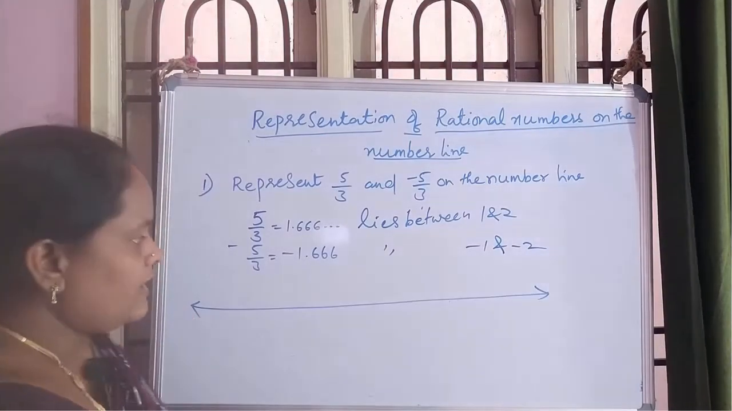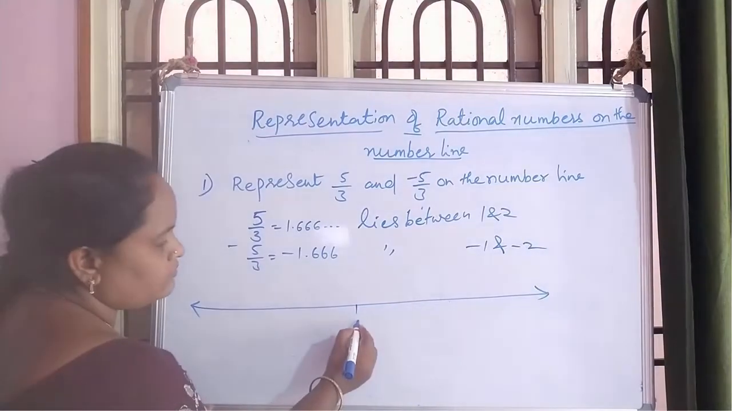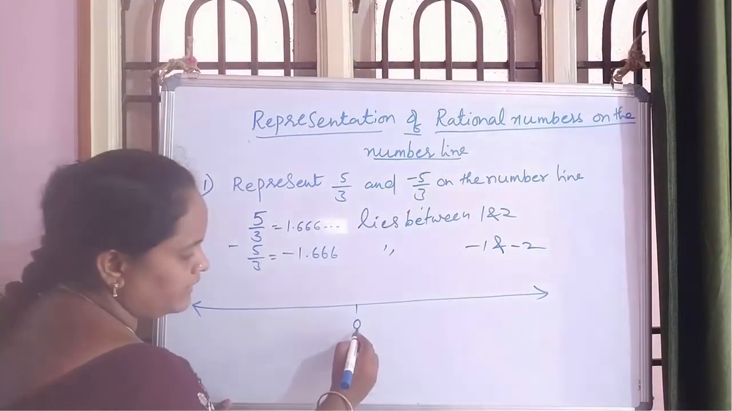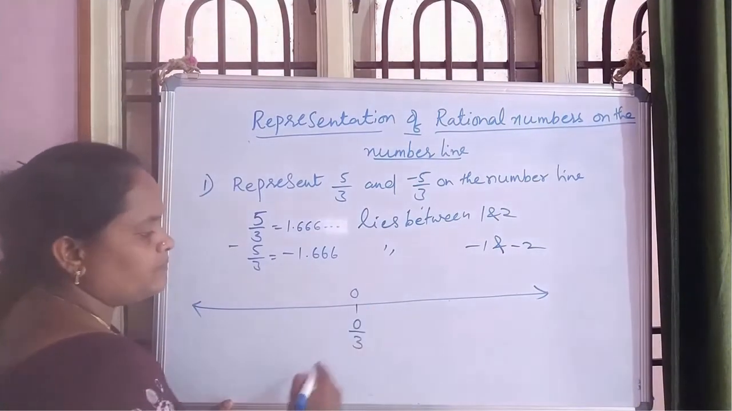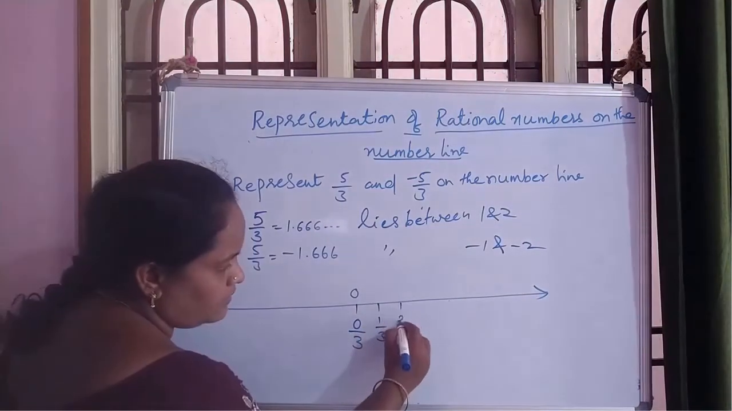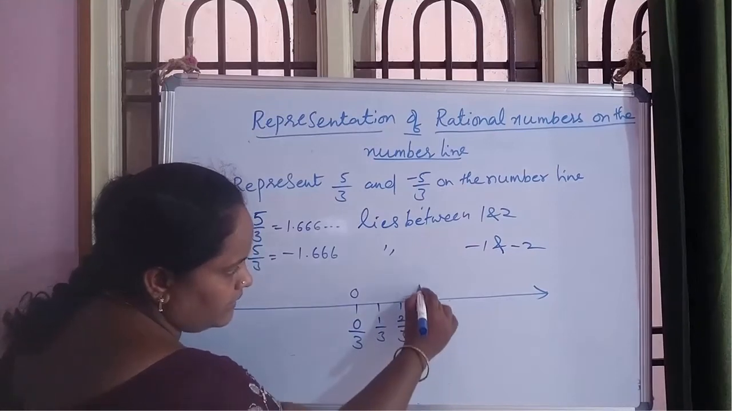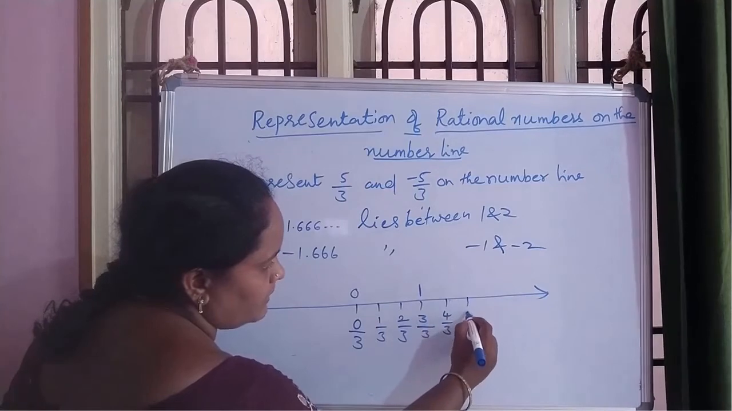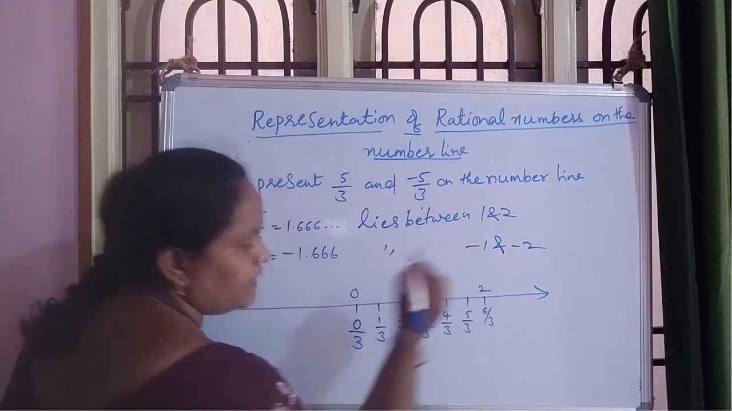So take a number line. In the middle I am taking 0, but what is the denominator for both the numbers? 3. So I am writing 0 by 3. 0 can be written as 0 by 3, which is 0. Then the immediately next number is 1 by 3. Next number 2 by 3. 3 by 3, 3 by 3 is nothing but 1. 4 by 3, 5 by 3. Here 6 by 3, 6 by 3 is nothing but 2.